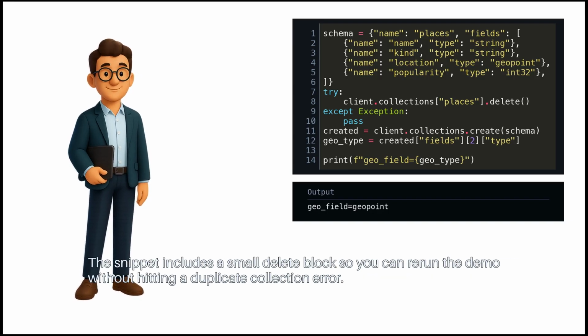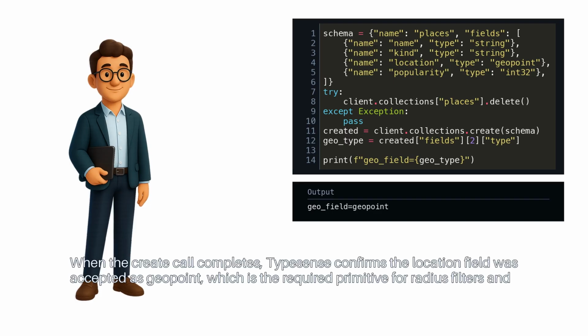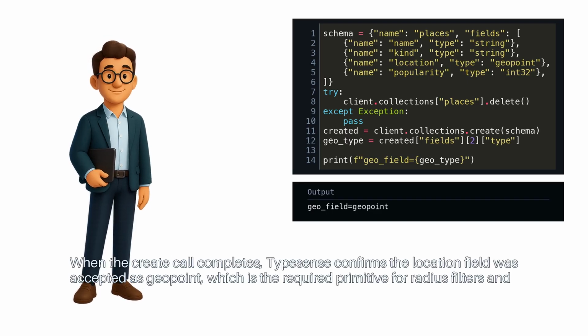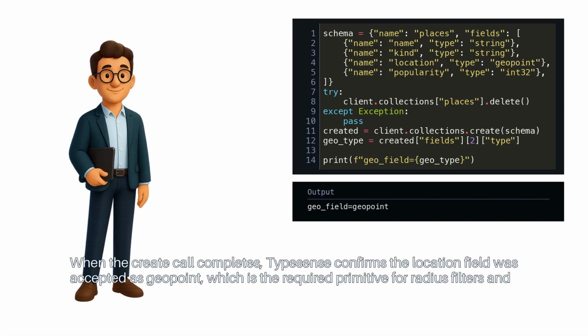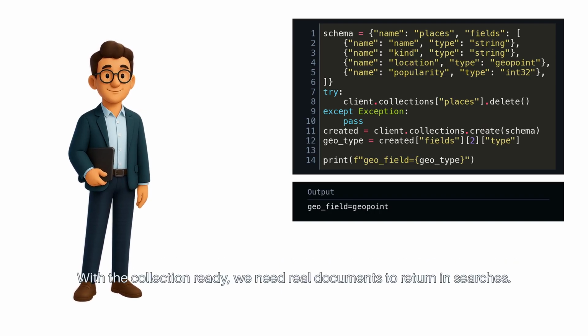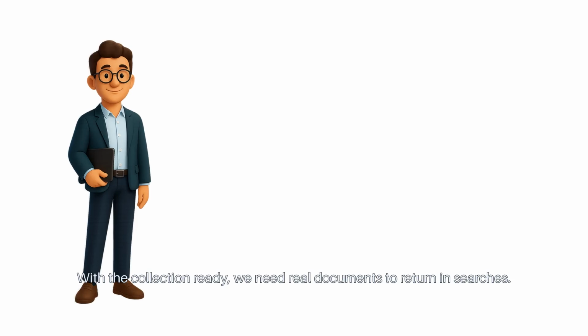The snippet includes a small delete block, so you can rerun the demo without hitting a duplicate collection error. When the create call completes, Typesense confirms the location field was accepted as geopoint, which is the required primitive for radius filters and geo-sorting. With the collection ready, we need real documents to return in searches.